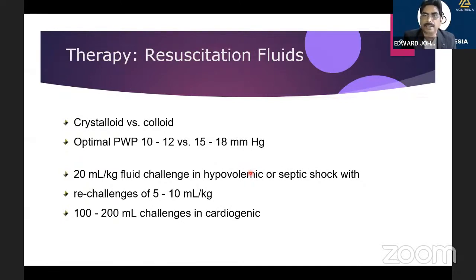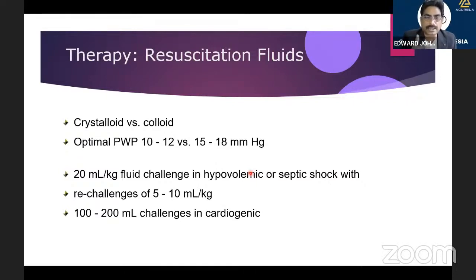Now they go for a passive leg raising test in ICU. Do you know how to do the passive leg raising test? You have to sit the patient at 45 degrees and then tilt the patient flat with the limbs raised. So what is the advantage of this passive leg raising test?